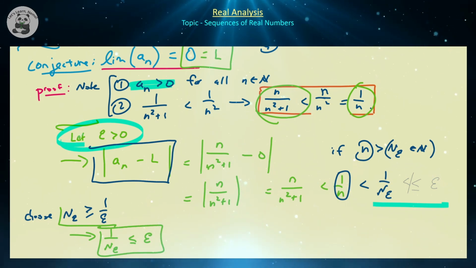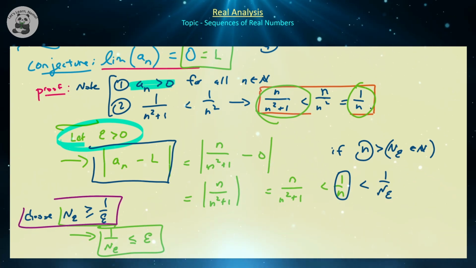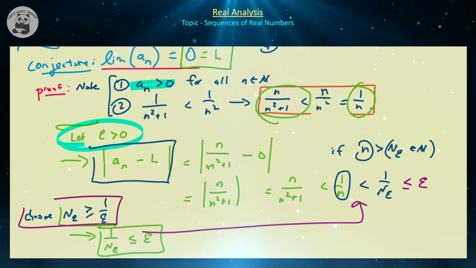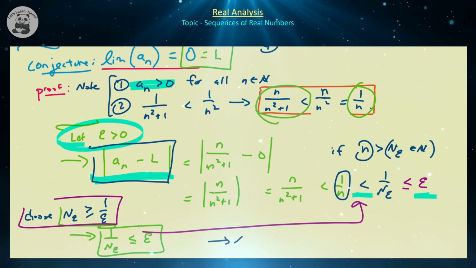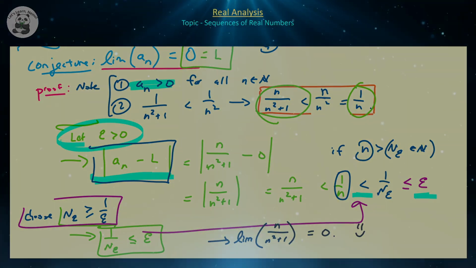So we can erase this conjecture thing, right? So you choose an epsilon, I choose my n, right? If that is the case, 1 over n subscript epsilon will be less than or equal to epsilon. And if that is the case, then I have that this distance is arbitrarily small, right? So based upon that logic, we have proven that the limit of n divided by n squared plus 1 is indeed equal to 0.